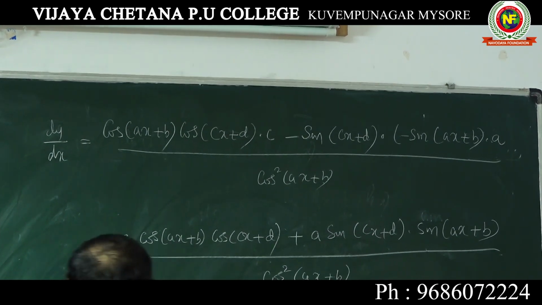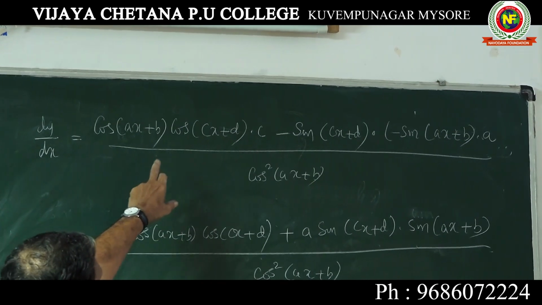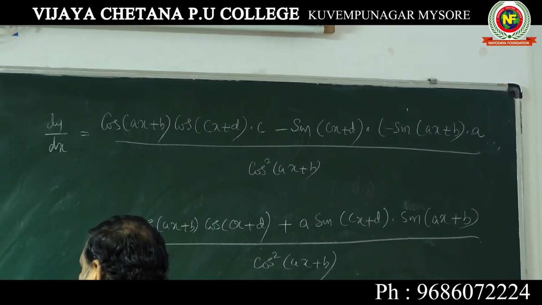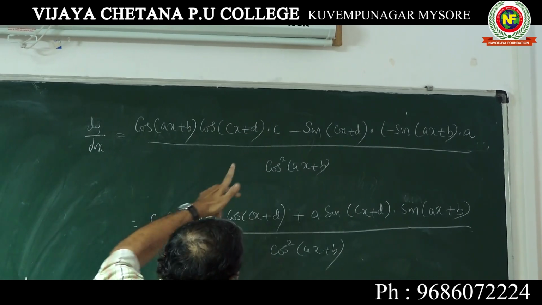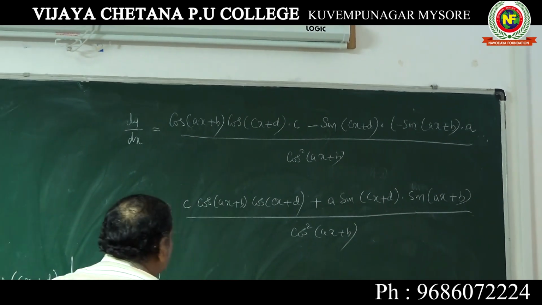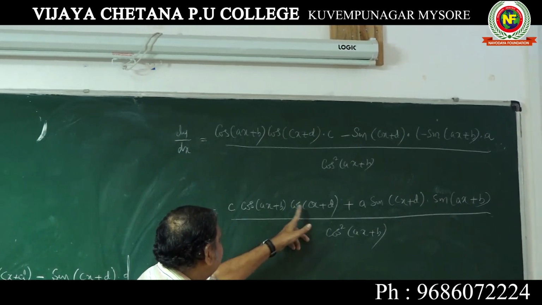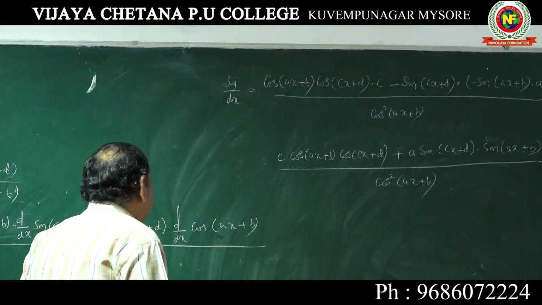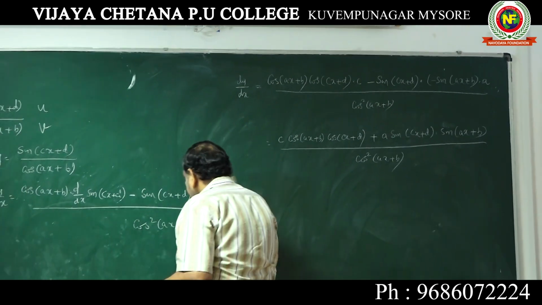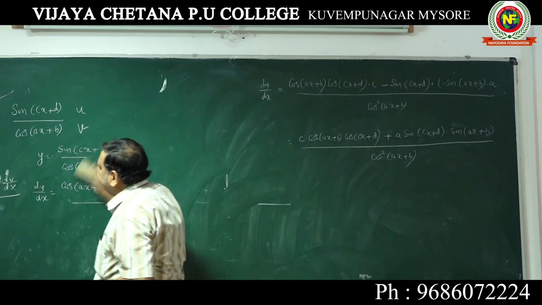All of you understood how this c has come, because when you differentiate this particular thing, function of a function, you should also get c, and there it is minus. And don't multiply the cos, this is different: this is ax + b, this is cx + d. You cannot multiply and keep it. And this finishes the chain rule.